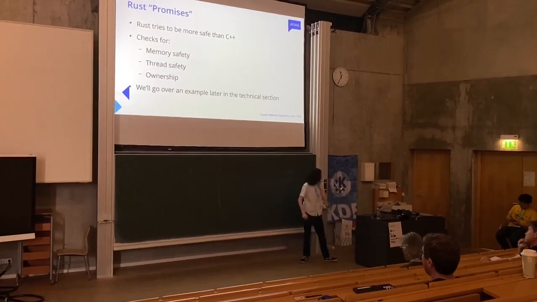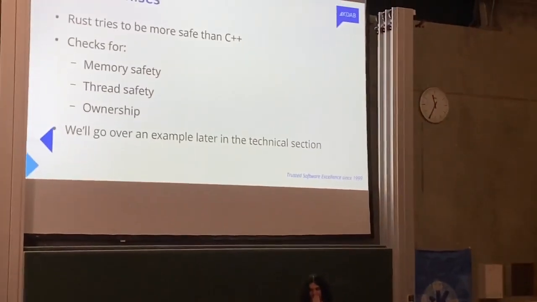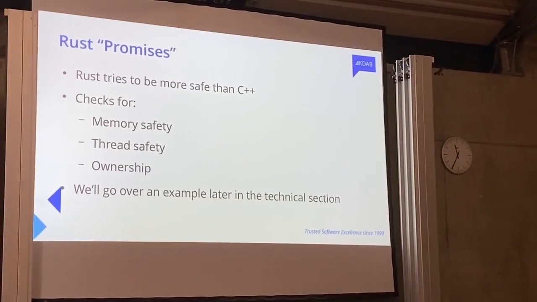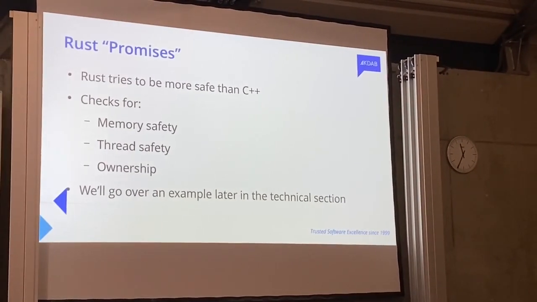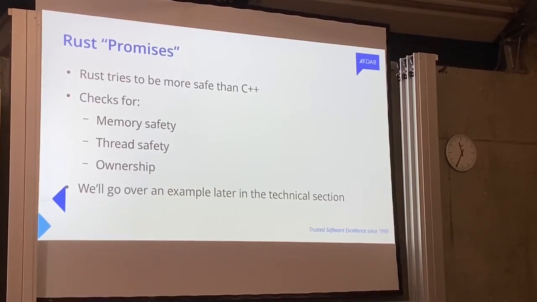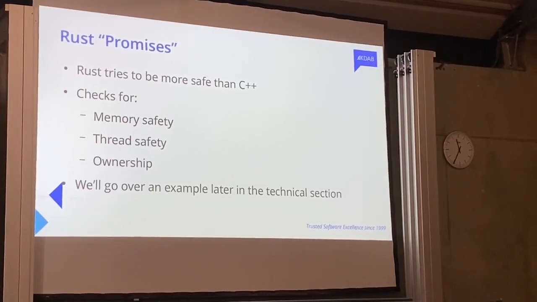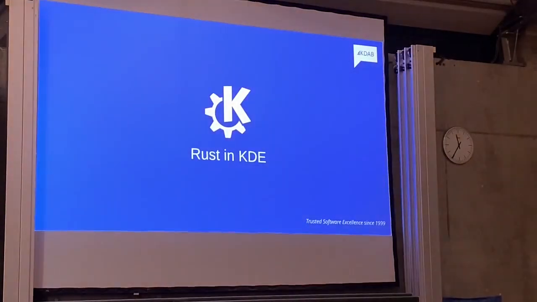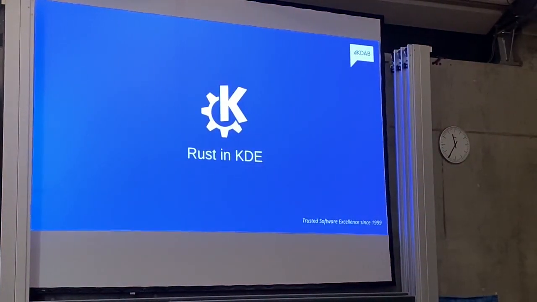So what are some of the promises that Rust attempts to make? It tries to be safer than C++. It does things like checks for memory safety and thread safety. It has a much stronger ownership model, which we'll get into in the technical portion of the talk. But next, I'm going to talk about Rust and safety.